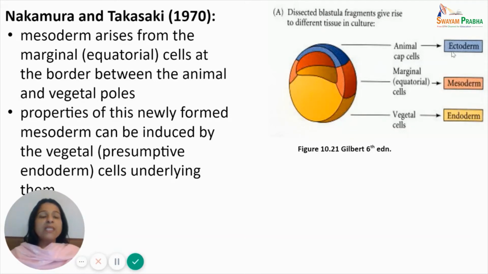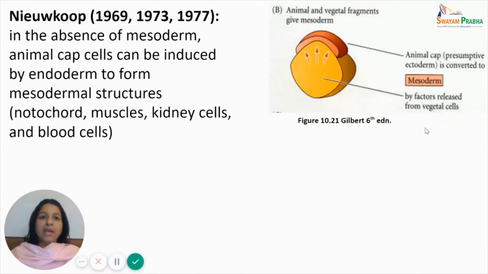The animal cap gives rise to the ectoderm, that is, they are the prospective ectodermal cells. The vegetal cells are the prospective endodermal cells, and thus the marginal equatorial cells are the prospective mesodermal cells. The properties of this newly formed mesoderm can be induced by the vegetal cells, which are the presumptive endodermal cells underlying them.